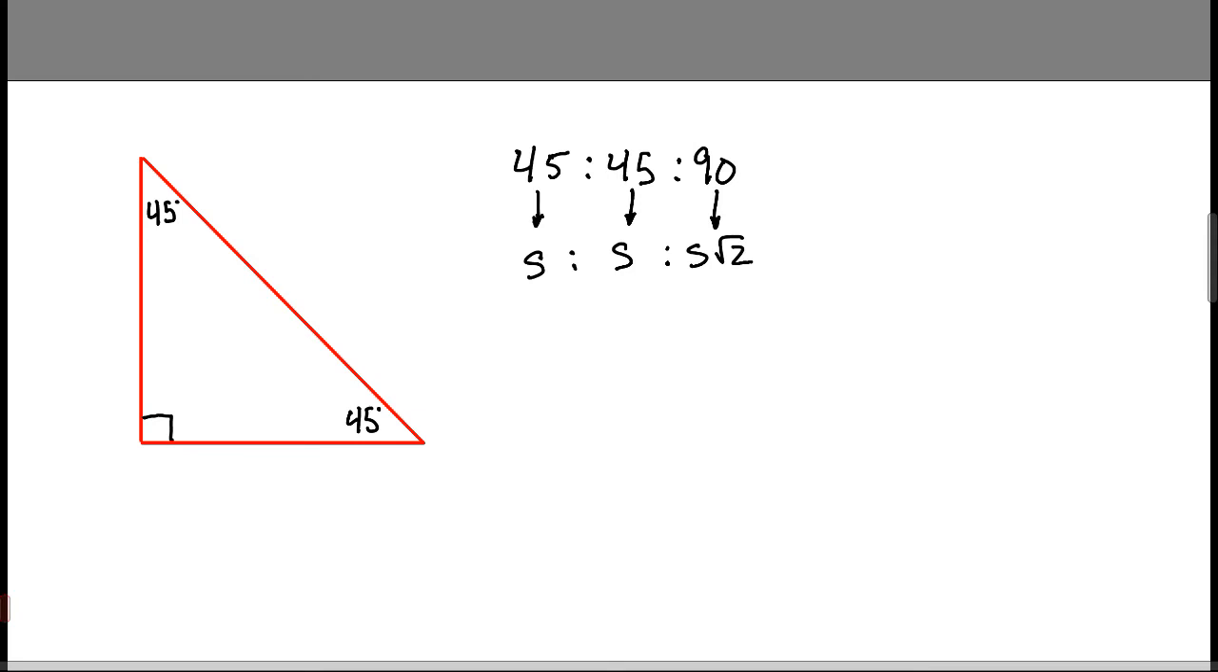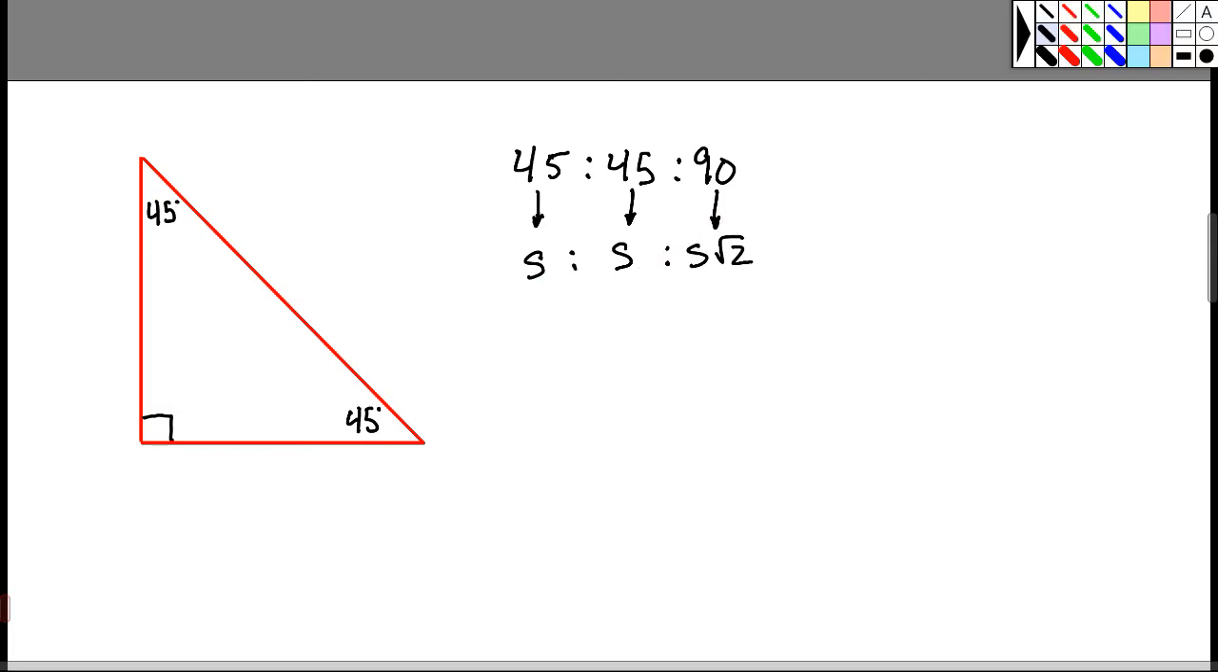So in other words, easy example here, what if this side was 5? Well, all they're saying is the side opposite the 45 is 5. Maybe I should choose something else, it doesn't look like an S. Let's call it 3. So what they're saying is if this side is 3, then this side has to be 3. And if this side is 3, this side has to be side times root 2, or 3 times root 2, since we know what S is.